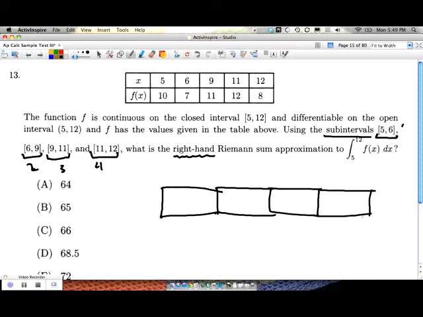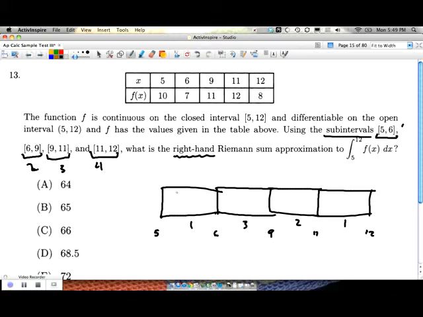Well, the first interval goes from 5 to 6. So how wide is that? It starts at 5, it goes to 6, so it's just 1 wide. It looks like I made it a little bit wider than it actually was. Next one goes from 6 to 9, so the width of that one is going to be 3. Then we got 9 to 11, so that width is 2. And 11 to 12, so that width is again back to 1. Now I need to figure out the height of each of these.